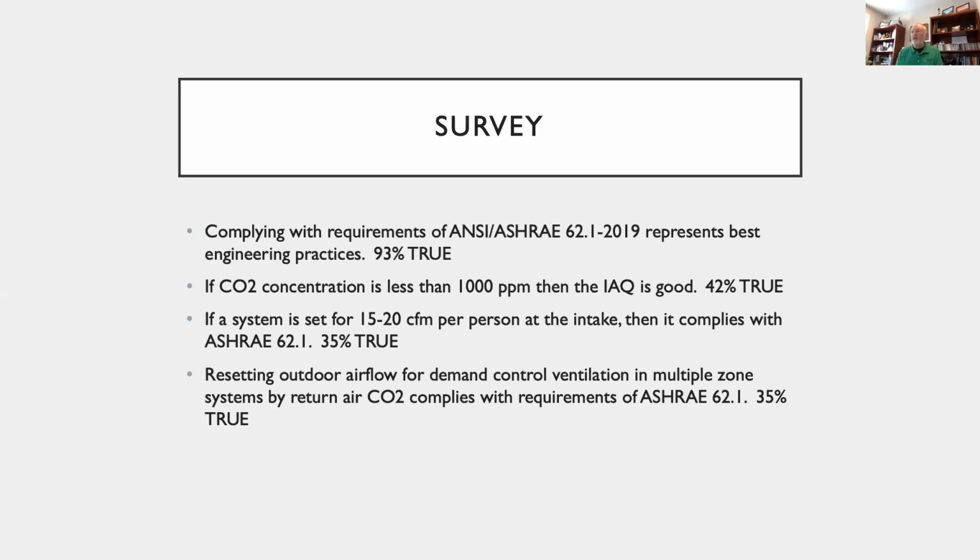Resetting the outdoor air for demand control in multiple systems by return air CO2: if it's multiple zones and you've got a conference room and a bunch of offices and an open area and some other things, you really need to know what's going on in each room and each zone. Just having one CO2 sensor in the return air in a multiple zone system is just like getting a grab sample of CO2. It doesn't tell you anything, and it certainly doesn't show that you're complying with the requirements of 62.1. So you've got to do a little more work than that to figure out what to do in terms of providing the minimum air, but also trying to save some energy.